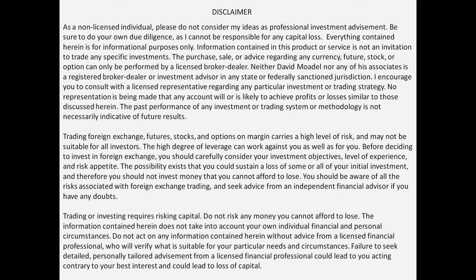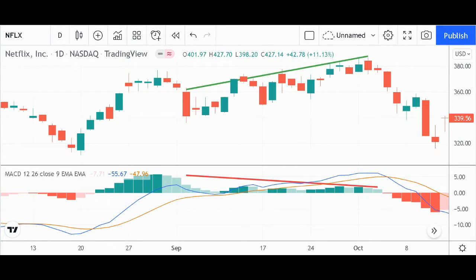Thinking of you. When the candles are lying, the MACD histogram is telling the truth.